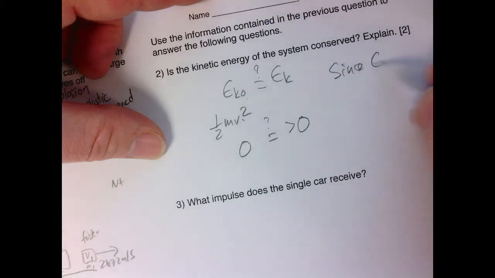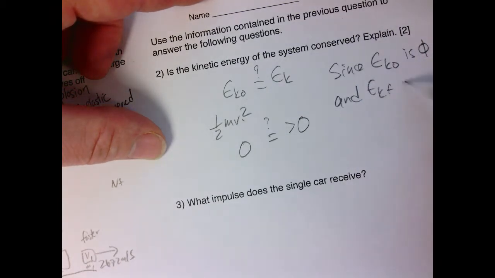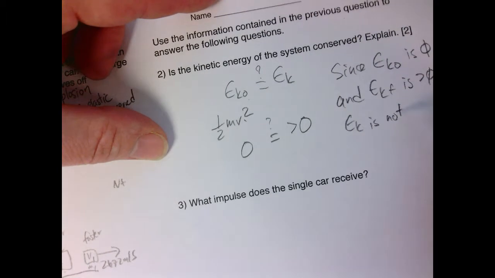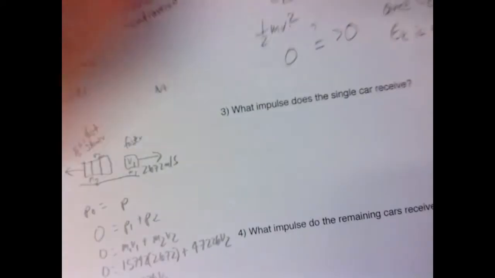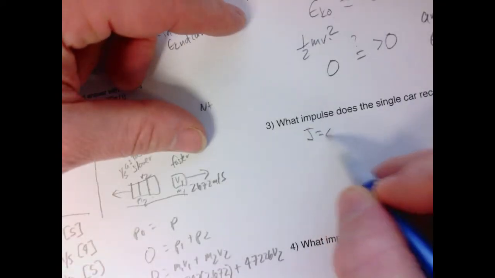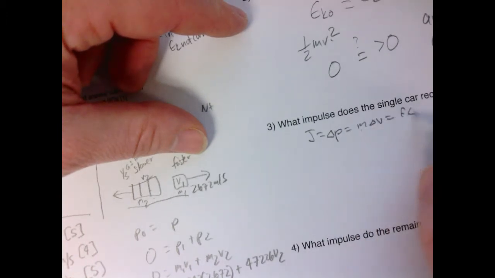Since the kinetic energy at the beginning is 0, and the kinetic energy final is greater than 0, kinetic energy is not conserved. What impulse does the single car receive? So the first thing I'm going to do is order my thoughts. Impulse is change in momentum, m delta v equals F delta t.